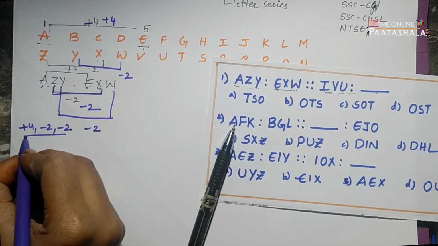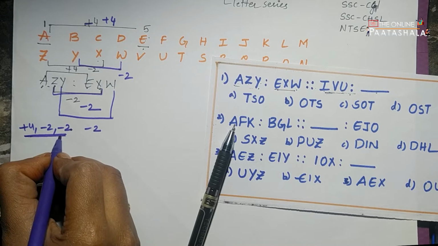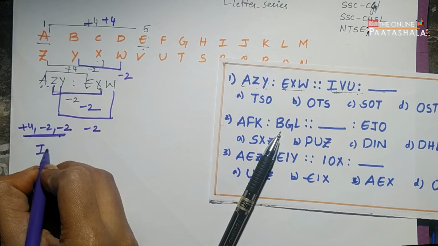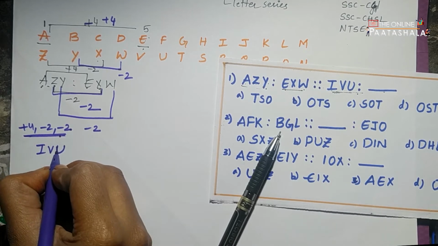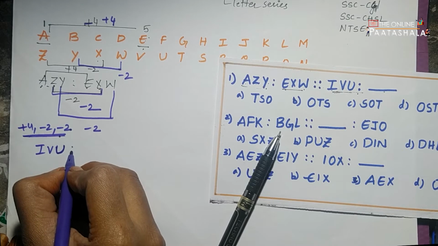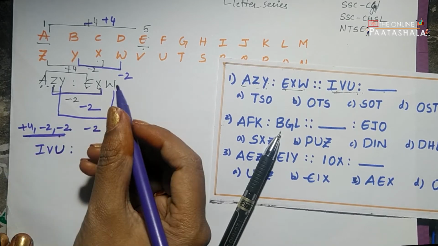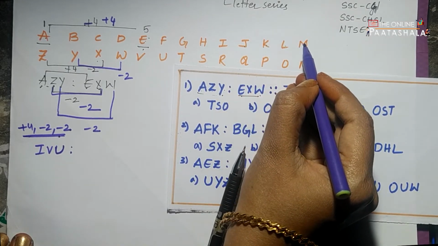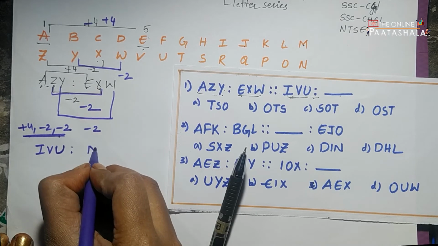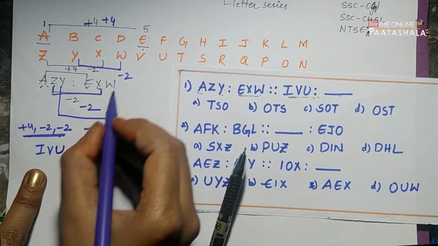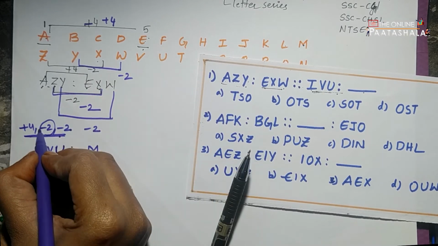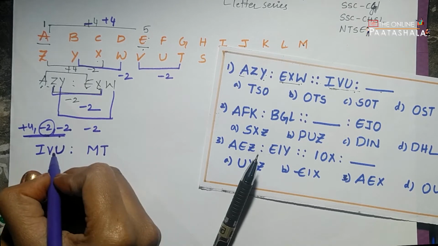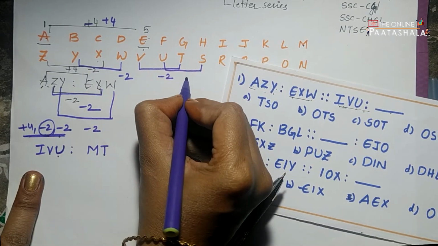In a similar way, not equal, you need to get an answer. Now what is asked in the question: IVU. How will it be shown? I, if you add 4: 1, 2, 3, 4, you get M. Here V, if you do minus 2, you get T. Again for U, minus 2, what will you get?